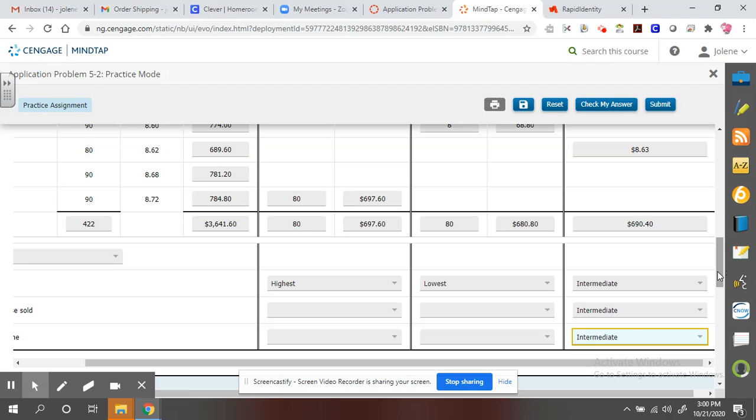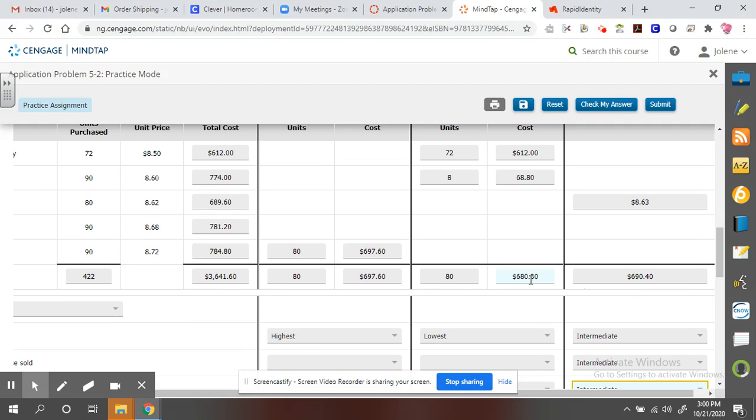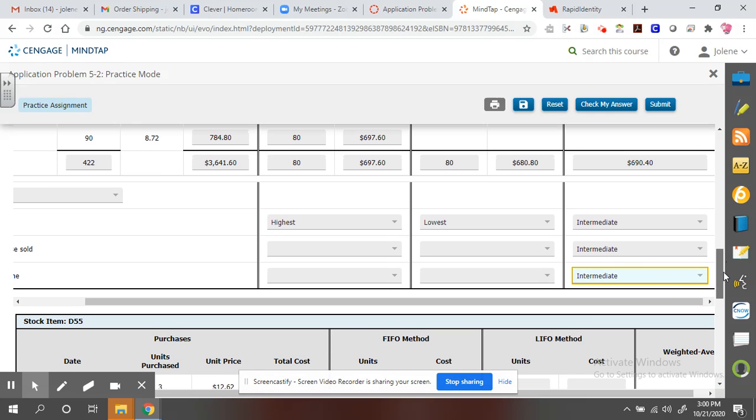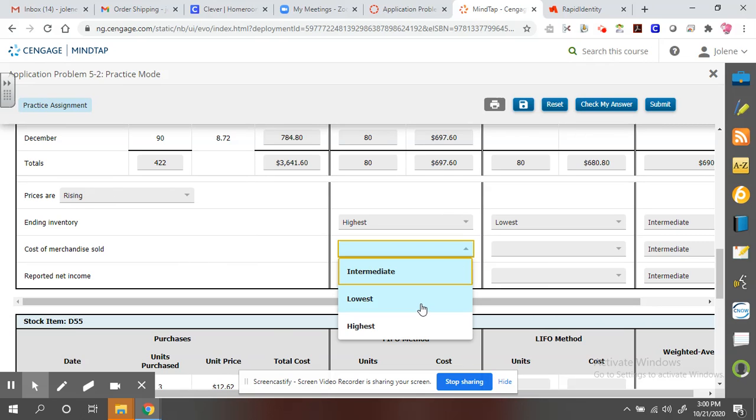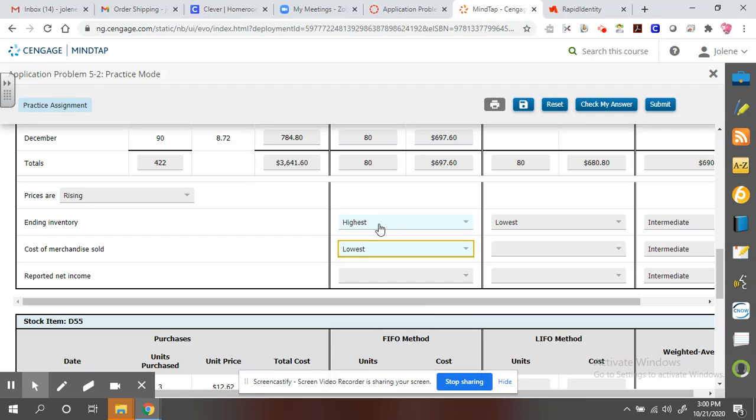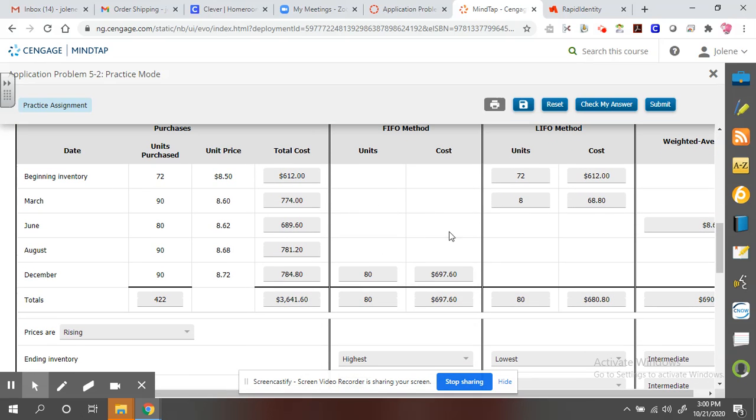Okay, now ending inventory. It makes sense that our ending inventory in FIFO is the highest because look, the price was the highest at the end. In LIFO, we sold the higher stuff. We kept the stuff that was less dollar amount. So that makes sense for this to be the lowest. So we go over here, cost of merchandise sold. Well, this is going to be lowest. If the ending inventory is the highest, then the cost of merchandise sold was the lowest. Look, up here, we sold the stuff that cost the less. And here, we sold the stuff that cost the most.